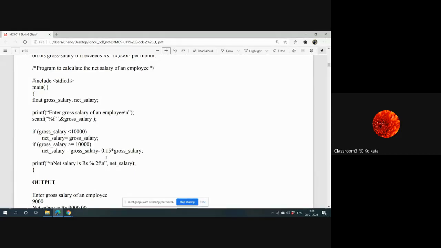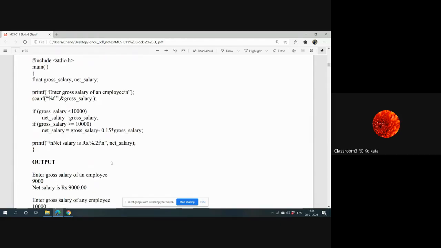15 by 100 into gross salary. 15% of gross salary, in computer format we have written as 0.15 into gross salary. And the net salary will be a float. So see, for output we have created a new line. Then it will print net salary is rupees, percent 0.2f. Percent 0.2f means whatever the value of salary, it will be rounded up to 2 decimal places.